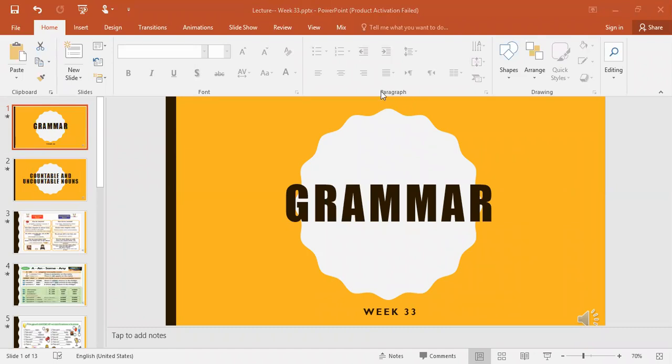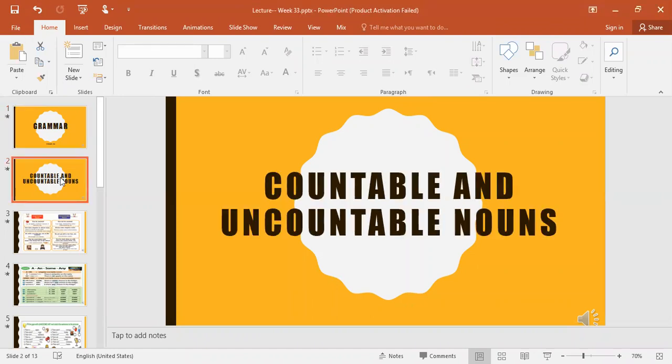Our lesson for this week is about countable and uncountable nouns. First of all, who can tell me what we mean by the word countable? When I say something is countable, raise your hands, please. Yes, Kelly.